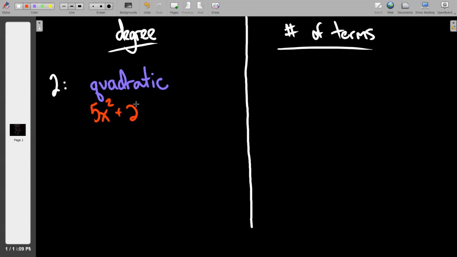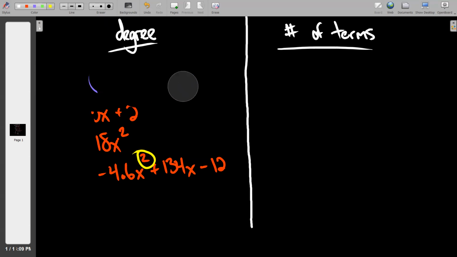I love that quadratic. How about this one? Negative 4.6x squared plus 134x minus 12. Is that a quadratic? It meets the definition. Yes, its highest power of x is 2. So it's a quadratic. Any questions about that one? All right, the next one up is 3. Does anyone know what 3 is called?